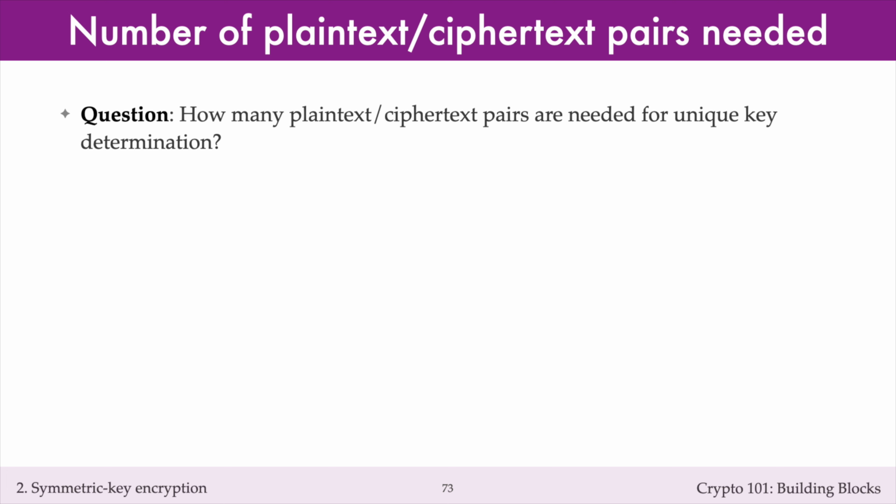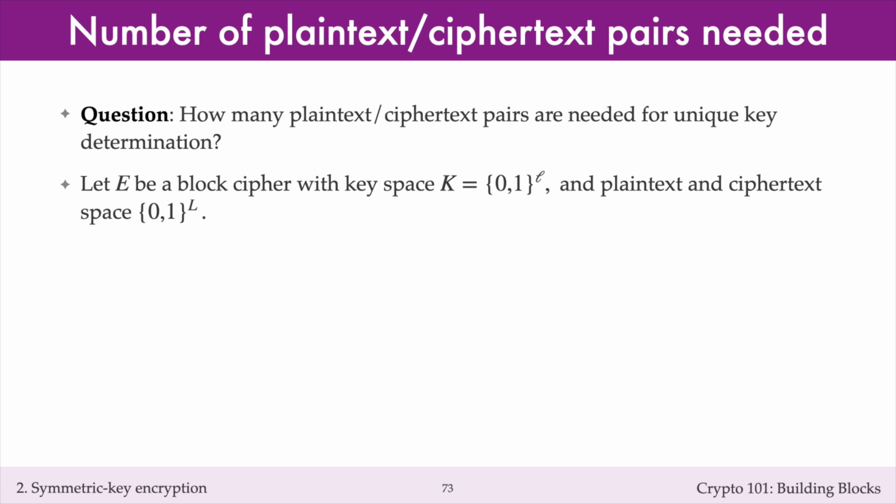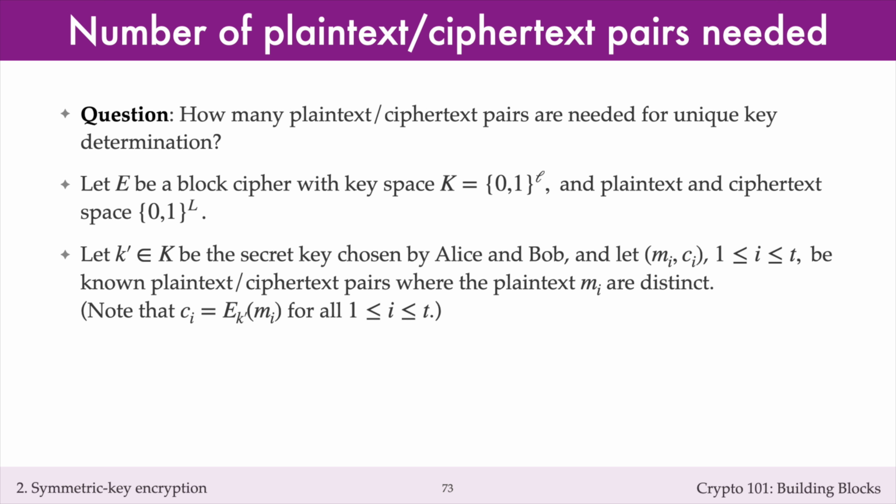Here is the question whose answer we seek. Let E be a block cipher with keys of length l bits and plaintext and ciphertext blocks of length L bits. Let K prime be the secret key chosen by Alice and Bob. And let Mi, Ci be t known plaintext-ciphertext pairs that were generated by Alice or Bob using their secret key K prime. These Mi's are distinct. Note that Ci is the encryption of Mi with the key K prime for each i between 1 and t.